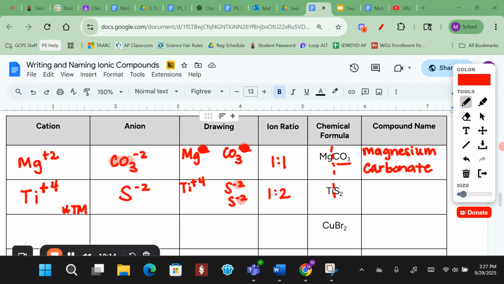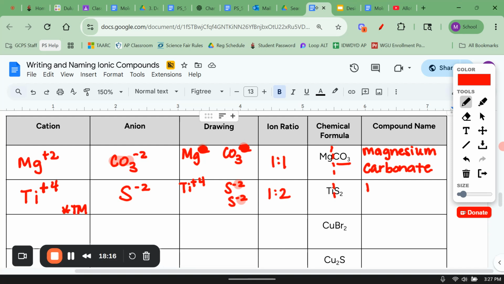So that is going to help us name this. Ti stands for titanium. It is a transition metal, so we need our IV representing the 4. And then we will name the S component. It is a nonmetal, so it will have an IDE ending, which becomes sulfide.